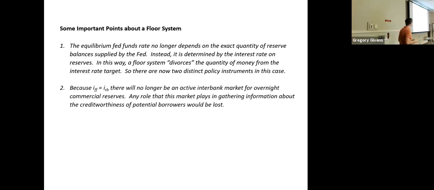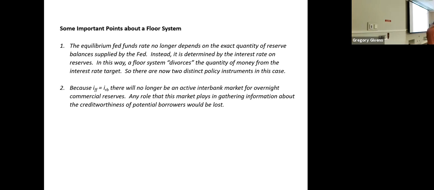Another key point: because the federal funds rate is equal to the IOER rate on reserve balances, there's no longer going to be an active interbank market for overnight commercial reserves, right? If all of these banks are now awash with reserves, you're not going to have as many banks seeking lending in that particular market. They don't need to. They've got plenty of excess reserves, okay?